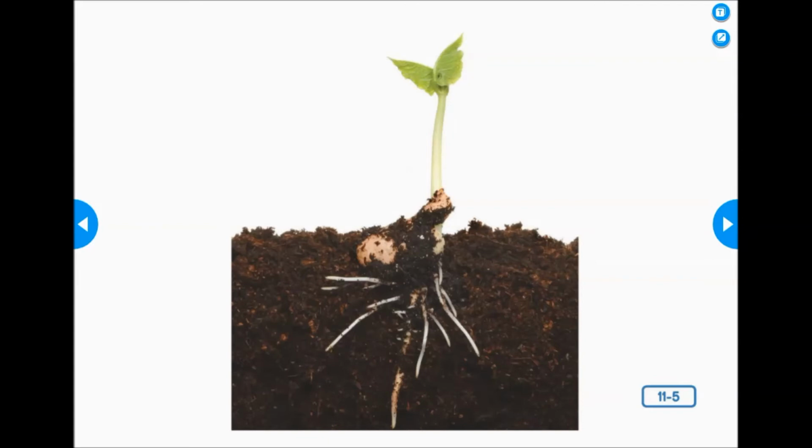But wait, what do you think would happen if a plant did not get the soil and it didn't grow where there was dirt, or it was growing on concrete on the sidewalk? What do you think would happen if it did not get what it needs to stay alive?